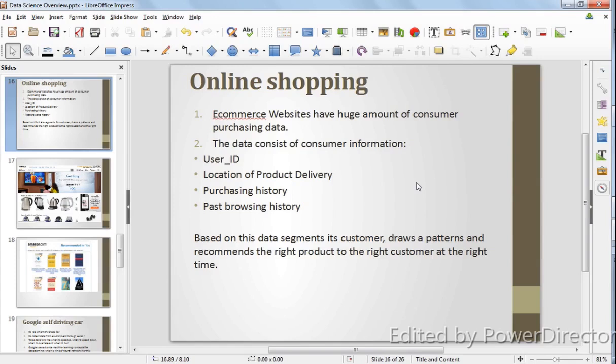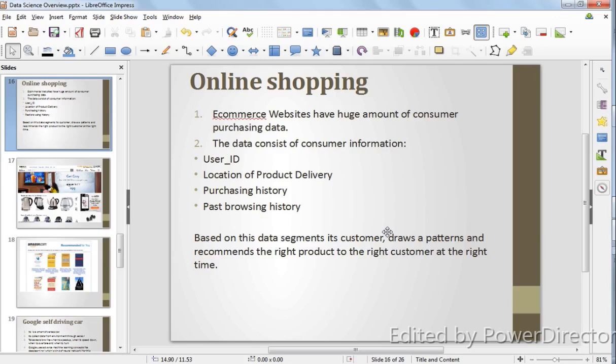From all these factors, they understand the customer, what kind of customer it is, and then they draw patterns and recommend the right product to the right customer at the right time. It depends on the recency, frequency and the monetary aspect of the customer: how recently the customer has bought, how frequently the customer buys, and how much capability the customer has to purchase the products. This is one aspect of recommending the products. There are also other aspects depending on the type of recommendation we are trying to do.